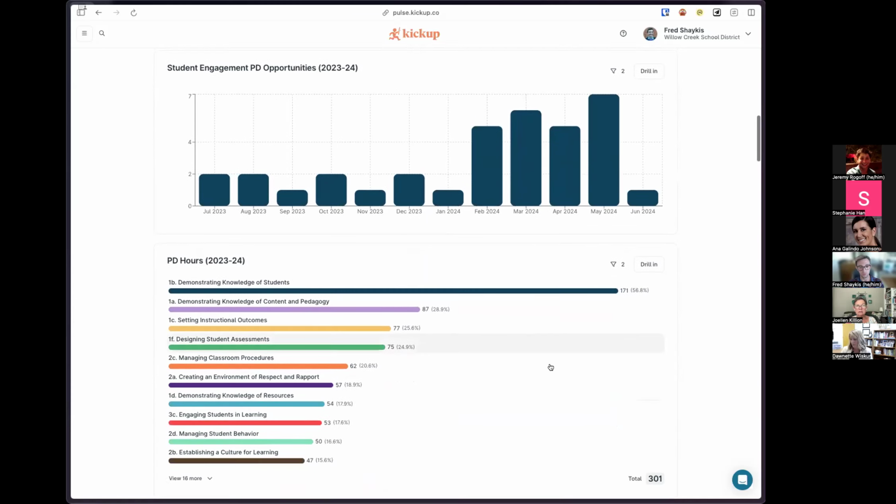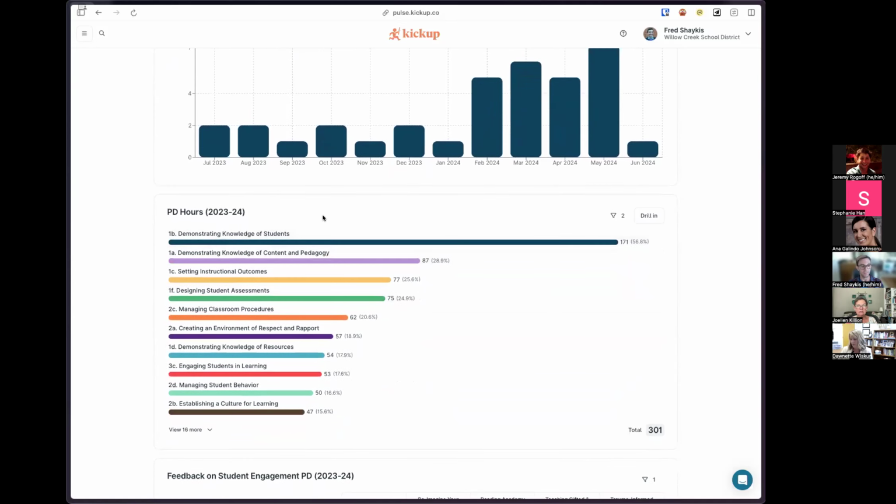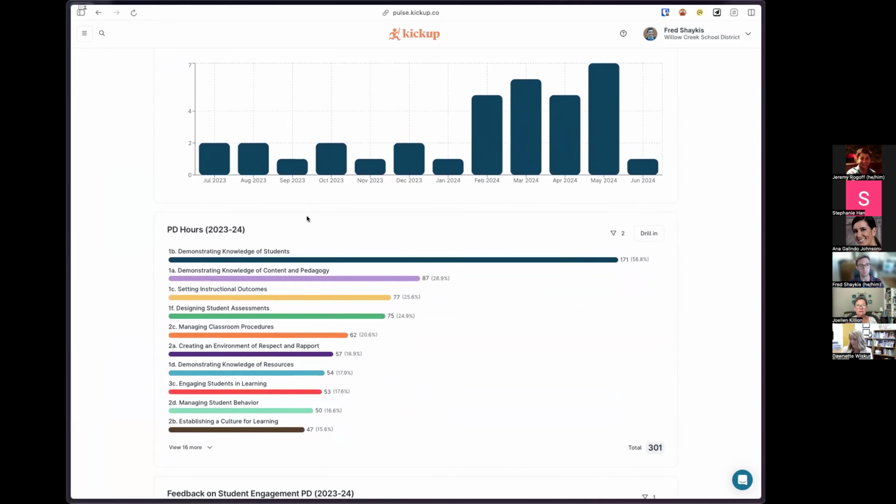So they also dug a little deeper and looked at attendance. And attendance trends here revealed that there were pretty low PD completion rates for student engagement related PD. They could see that only 53 hours over the course of the whole previous school year had been completed by all staff.